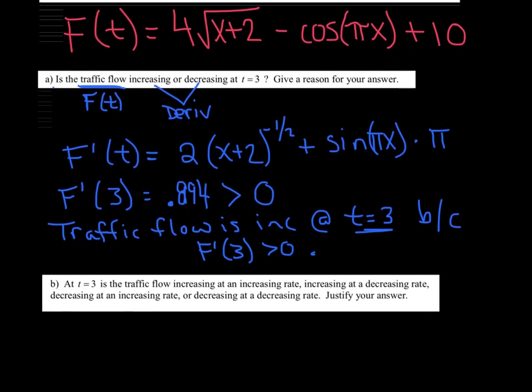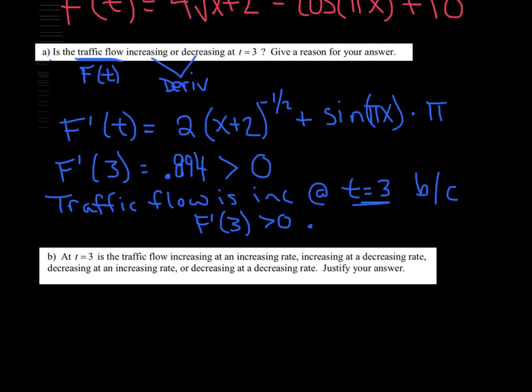All right, next. They want to know at t equals 3, is traffic flow increasing at an increasing rate or increasing at a decreasing rate? Okay, and I'm going to cross off those other two choices just because we've already proved in part A that it's increasing. So these two choices have already been eliminated because of that work. So that just means we want to go to the next derivative, basically.